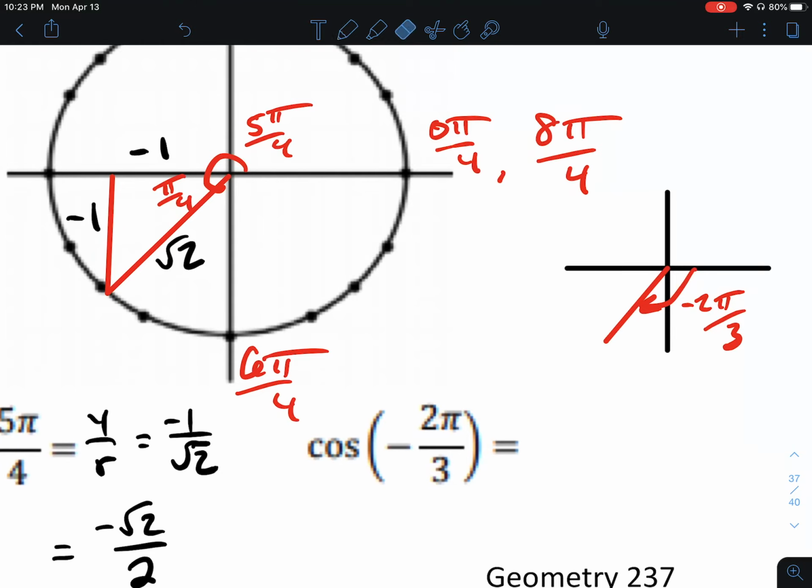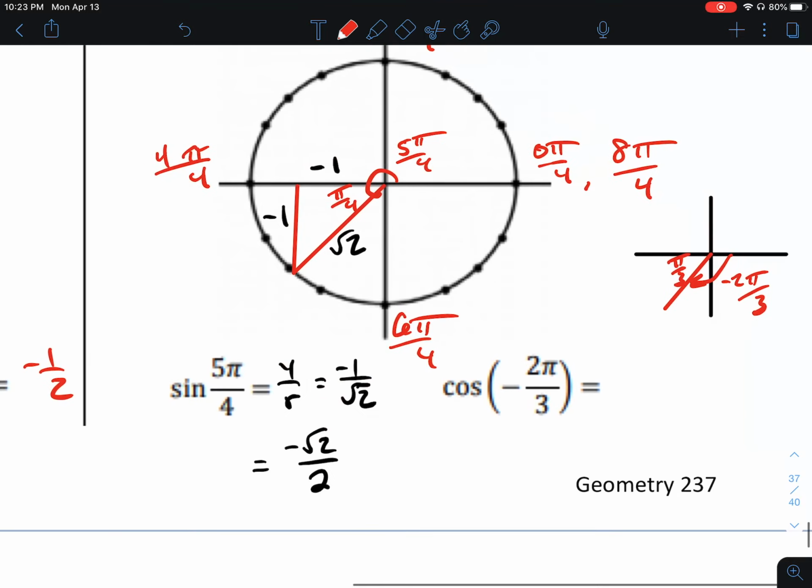2 pi over 3 plus pi over 3 is going to make 3 pi over 3. Triangle is not drawn to scale. Pi over 3 is the same as 60 because pi is 180. 180 divided by 3 is 60. That makes this other angle 30. 180 divided by 6 is 30.